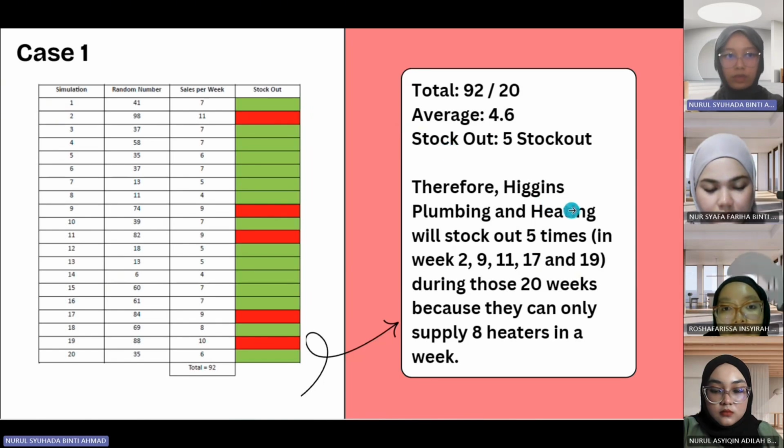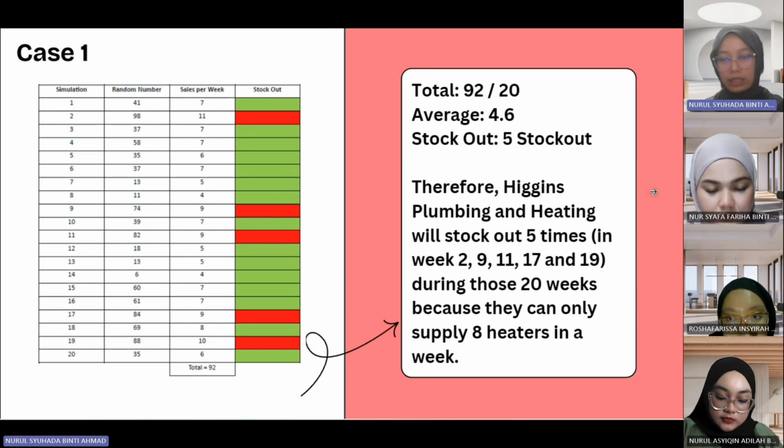The conclusion for case 1 is therefore that Hygiene, Plumbing and Heating will stock out 5 times, in weeks 2, 9, 11, 17 and 19 during those 20 weeks, because in 1 week they can only supply 8 heaters. That's all from me. I will pass to the next presenter.